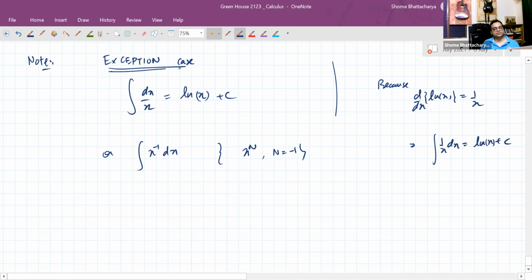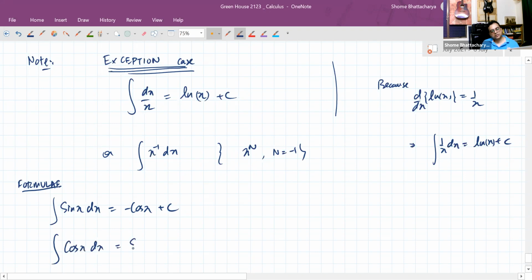So this is the one exception that you have to remember for that x to the power n rule. And along with that, we have integration of sin x is minus cos x. Okay. Some more formulae. Integration of cos x is sin x plus c.